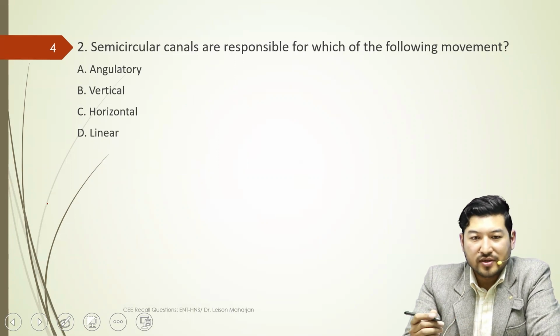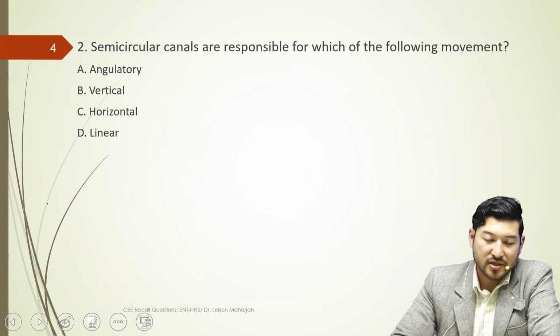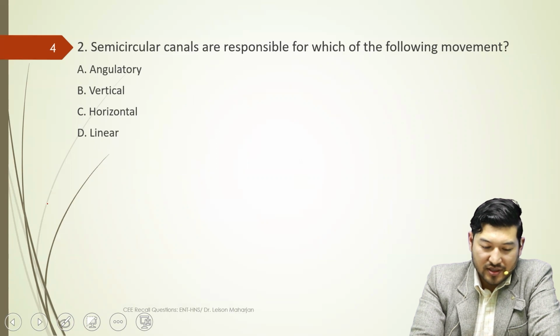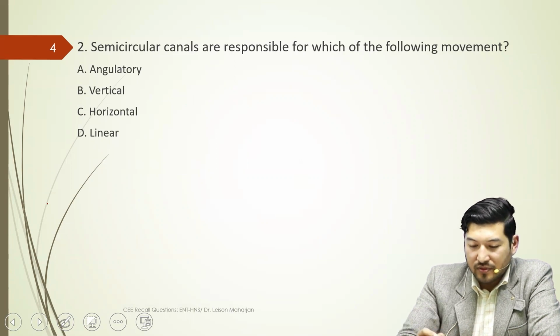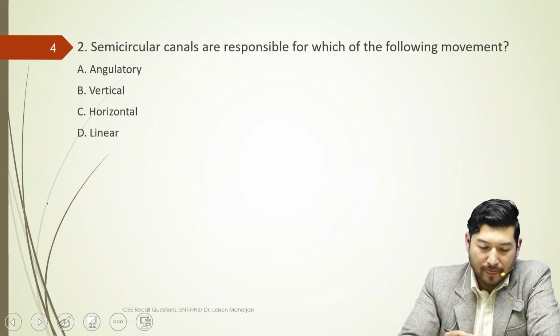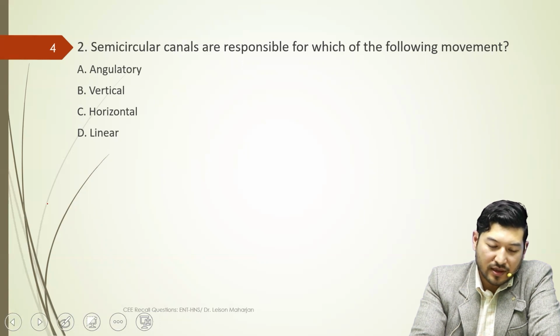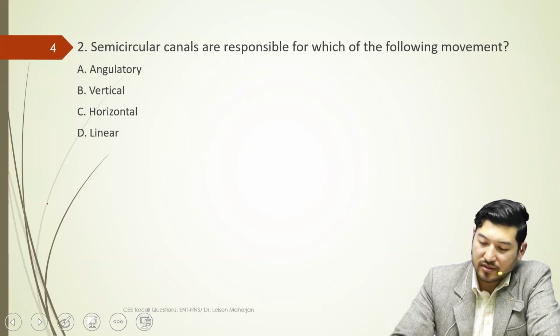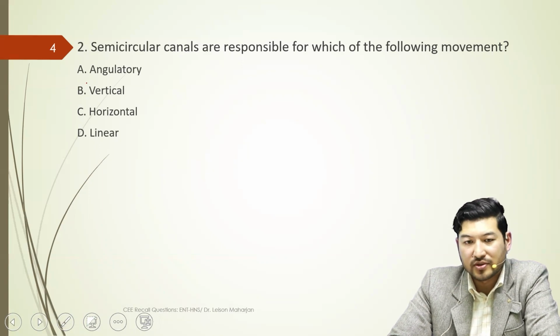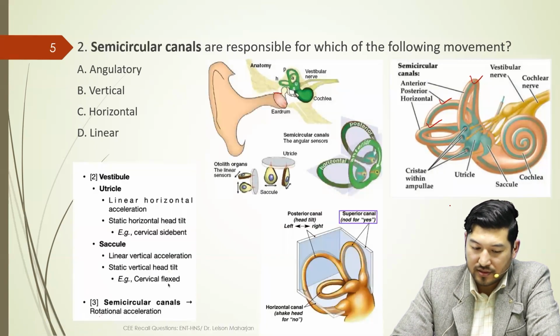So now we are going to discuss the second question, and this is about the semicircular canal. The question says, semicircular canals are responsible for which of the following movements? So there are 4 options: angulatory, vertical, horizontal, and linear. So to understand this question, we have to know about the physiology and anatomy of the inner ear. So let's see.